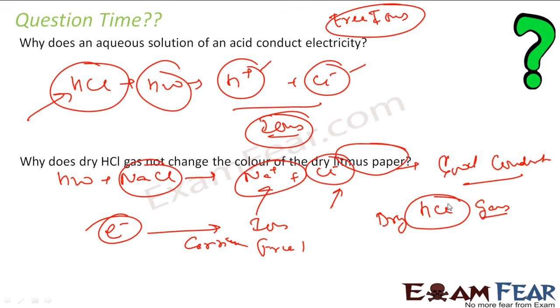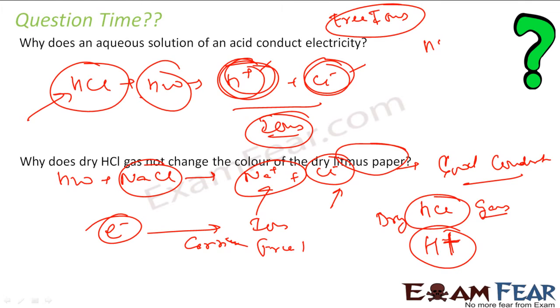As I told you, for anything to change the litmus color, it has to be acidic. That means it should have H plus ions. Dry HCl does not have H plus ions. The moment you put this dry HCl in water, only then does it get the H plus ion and become acidic in nature. Since dry HCl does not have H plus ions, it is not acidic. It doesn't have acidic property, so it will not change the color of litmus paper.